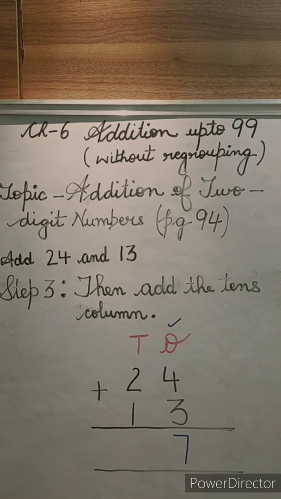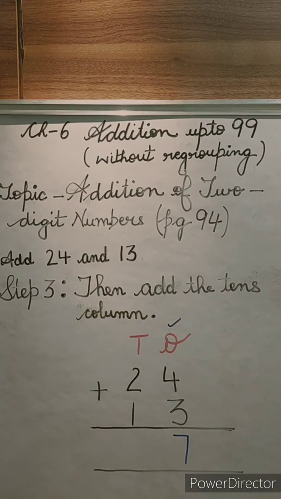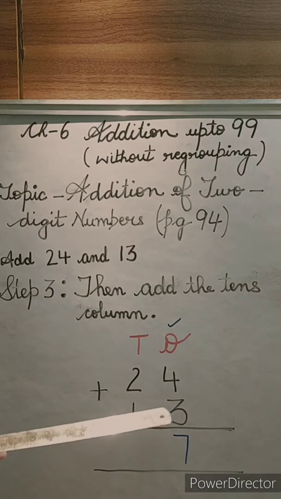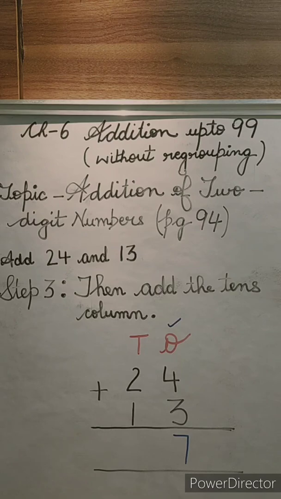So children, after completing our ones column, our step number 3 is to add the tens column. We have added the ones column, yes, we did it. 4 and 3, that is 7. Now what do we have to do? In our last step we have to add the tens column.